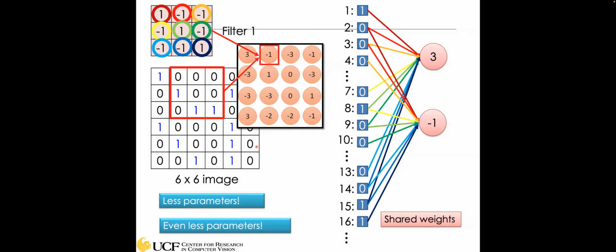So this is just a very simple example, a 6x6 image. But typically in image processing or computer vision, you can think about what kind of typical resolution an image is.